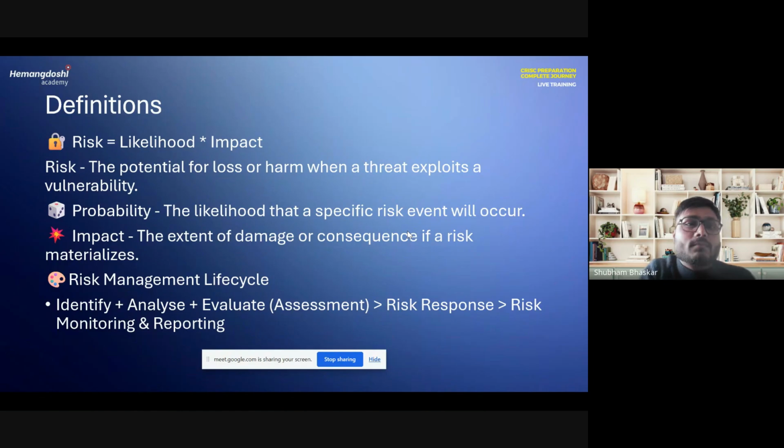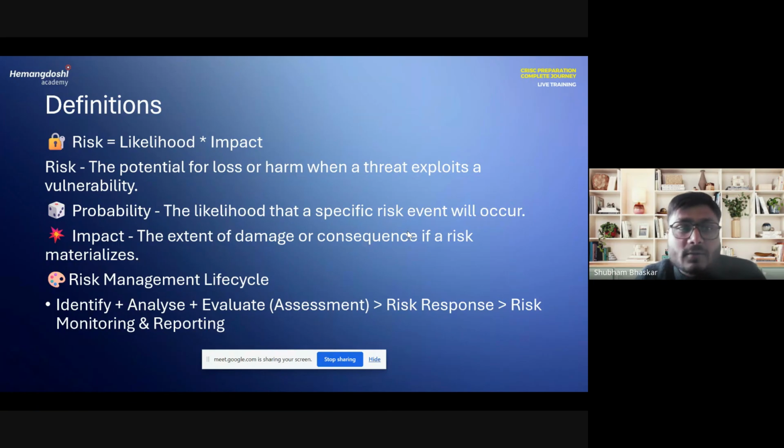Now, this CRISC, right? We will study in detail what it is, but before that, I wanted to clear out a few terms. What is risk? CRISC revolves around risk. Everything that we are going to study, except domain 4, is more or less either risk or governance of risk, right? So risk is any possibility of something negative happening, in the simplest of words. If you want to be more formal, it's a potential for loss or harm when a threat exploits a vulnerability.